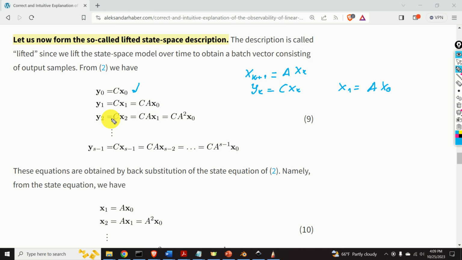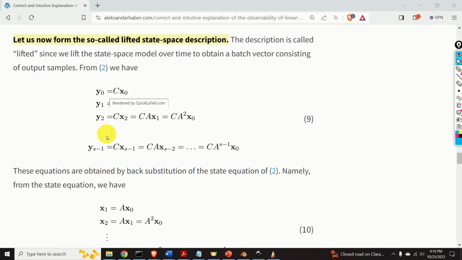How about y2 is equal to Cx2? Well, y2 is equal to Cx2 by using this equation, and again, we backpropagate. We know that x2 is Ax1, and by using this equation and the output equation, we actually obtain this equation, and then we simply can substitute this equation over here to obtain this part. And by using this recursive back substitution, we will obtain this final equation. y(s-1) is CA to the power s-1 x0.